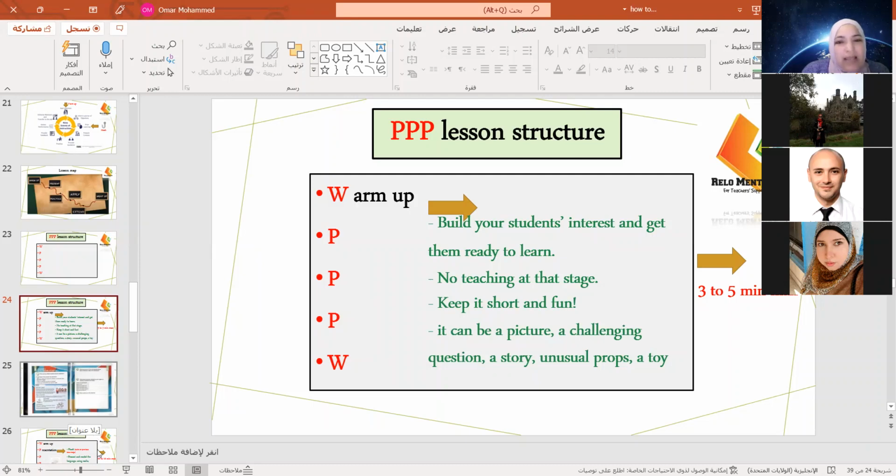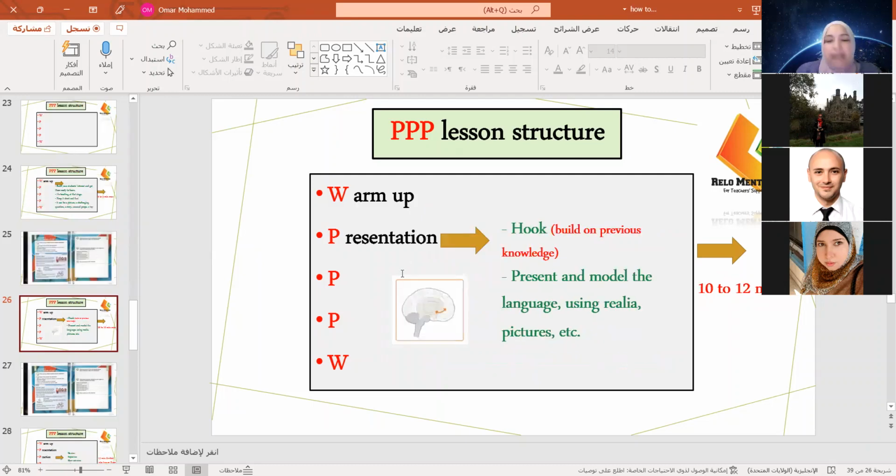So the second step is the presentation. And as I told you, the presentation stage starts with the hook. You build on previous knowledge. You present the model and language. You use realia, pictures, whatever you can use to present your knowledge. So this is the stage of the teacher.